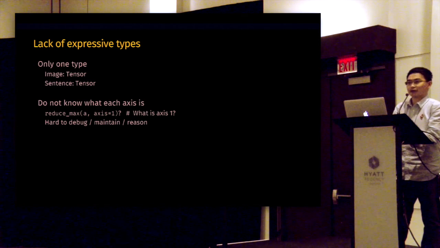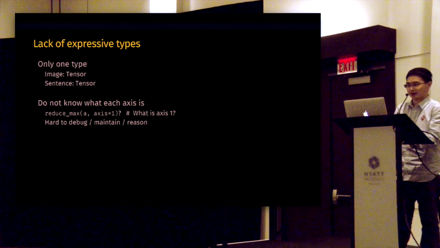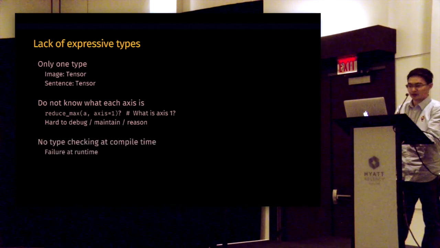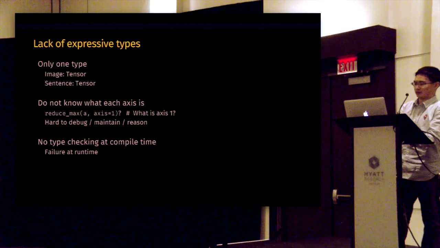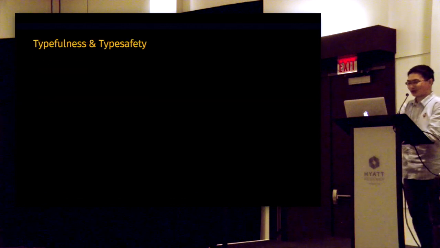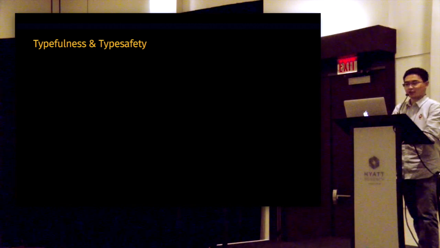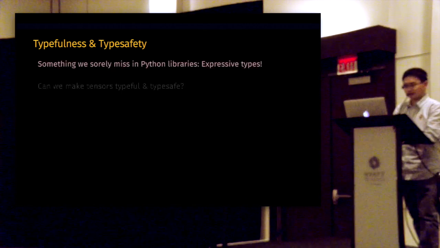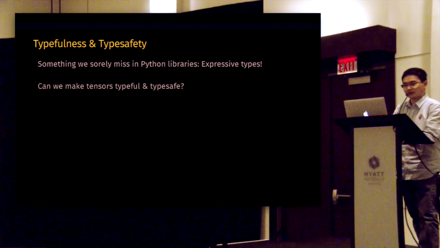We cannot use types to guide the programmers to code. So this makes the code very hard to debug and maintain or reason about. This is my personal experience working in natural language processing. I always forgot what axis is in each tensor. And there's no type checking at compile time. We have lots of failure at runtime. Every time you just fail and then just get back to the Python code and tweak it a little bit. I'm not really sure if it'll work next time. It's a sense of insecurity which swells in your mind. It's not going to be safe. So we would like to have an expressive type system and type safety for tensors. Can we make them type safe and typeful?